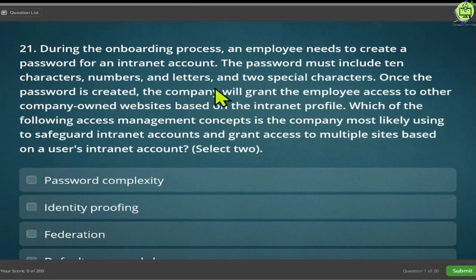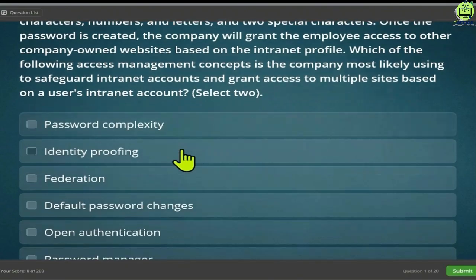During the onboarding process, an employee needs to create a password for an intranet account. The password must include 10 characters, numbers, and letters, and 2 special characters. Once the password is created, the company will grant the employee access to the other company-owned website based on the intranet profile. Which of the following access management concepts is the company most likely using to safeguard intranet accounts and grant access to multiple sites based on a user's intranet account?